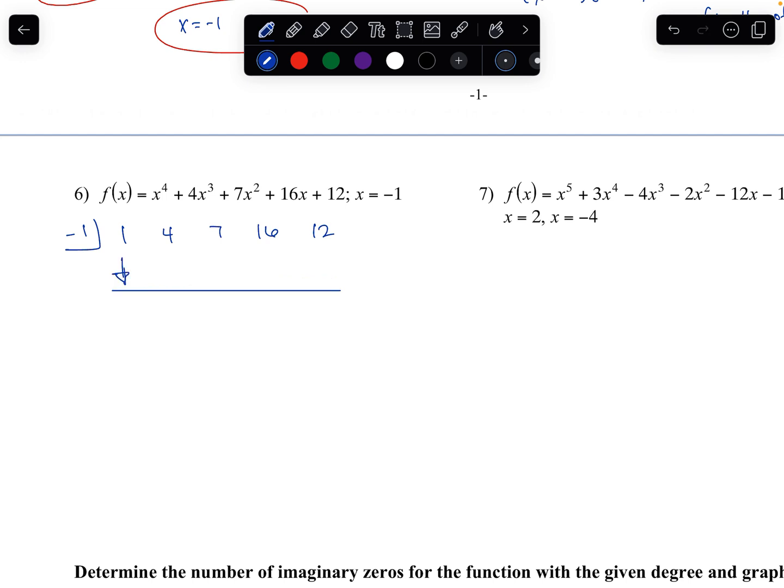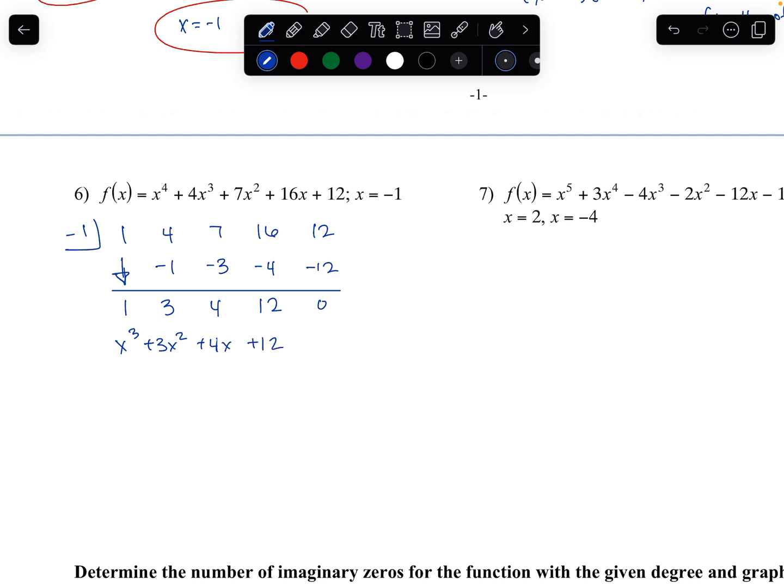Drop the 1. So 1 times -1 is -1. 4 and -1 is going to be 3. -3, 4, -4. That's going to be 12, -12, 0. So I have x to the 3rd plus 3x squared plus 4x plus 12.